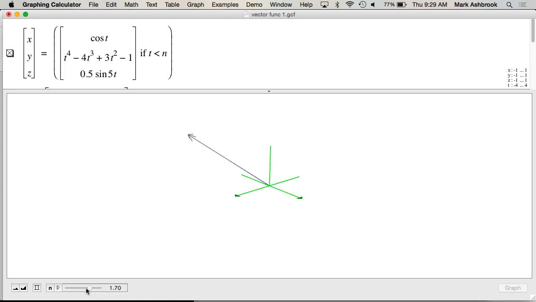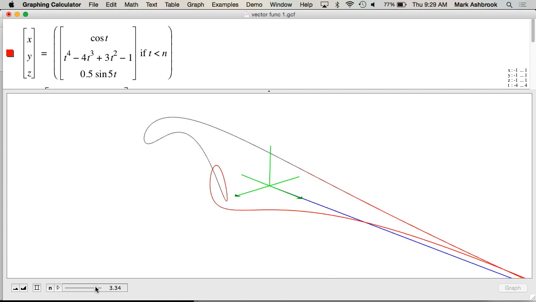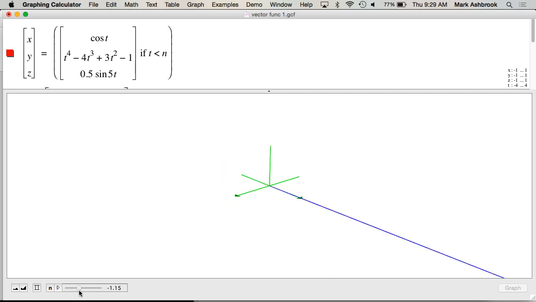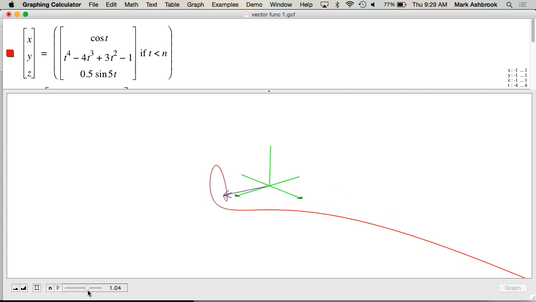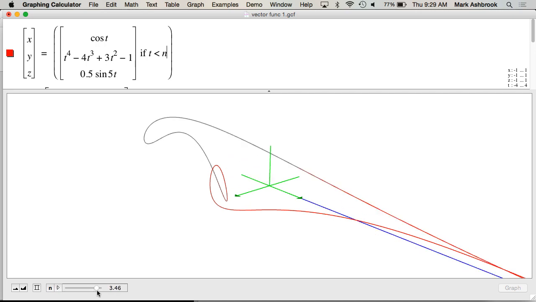So let's see the curve. This is a cool one. So here it comes. Ooh, that looks fun. Okay, so that was t from about negative 1.25. T is increasing now, sweeping out all the vectors, sweeping out points in space until t is 3.5.